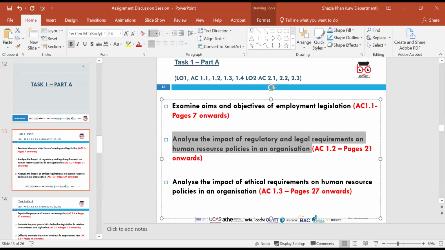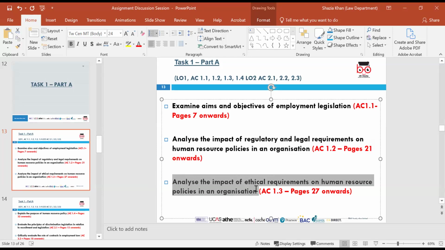You need to look at pages 21 onwards. And that would be looking at things like the different laws: Equal Opportunities, Discrimination Act, Sex Discrimination Act 1975, Race Discrimination Act 1976, Disability Discrimination Act 1995, European Working Time Directive, National Minimum Wage Act, Data Protection Act 1998, Work and Families Act 2006, and there's others as well. But you need to make sure you are looking at them on pages 21 onwards, and you need to make sure that you put this as a heading and you write under all of them.